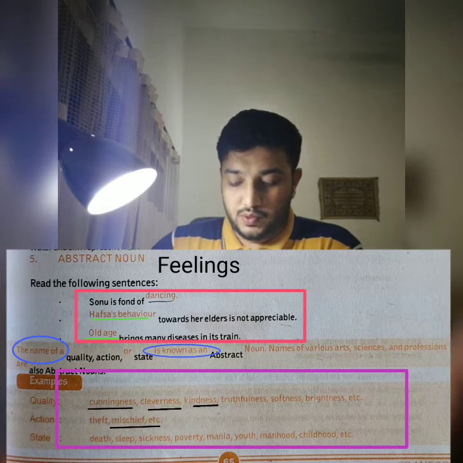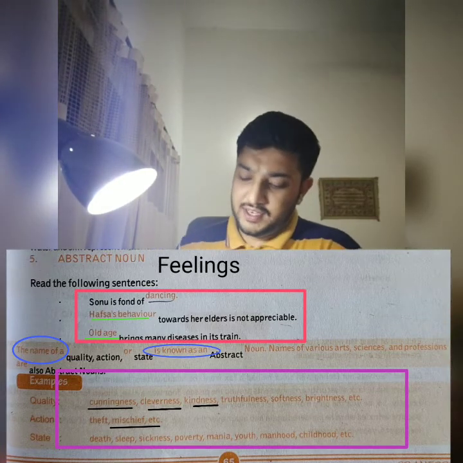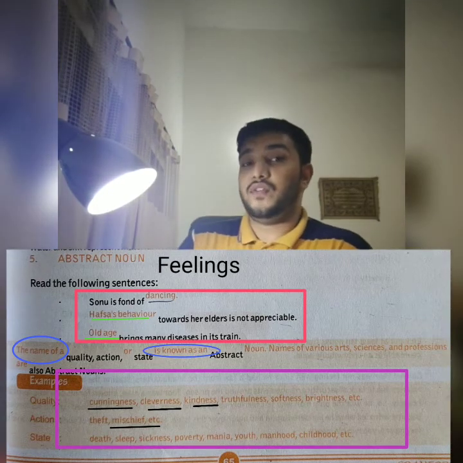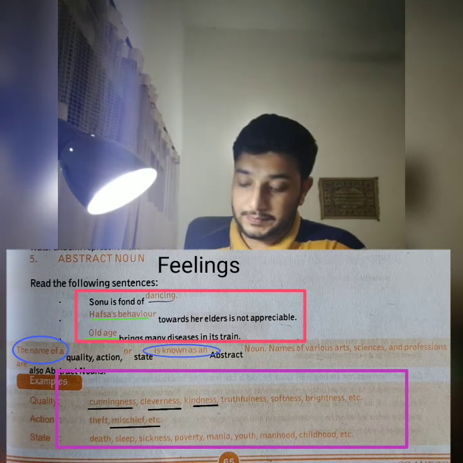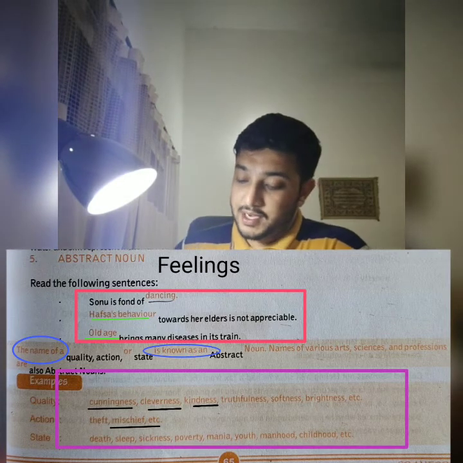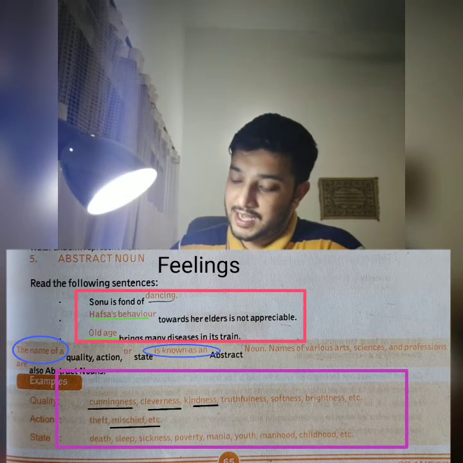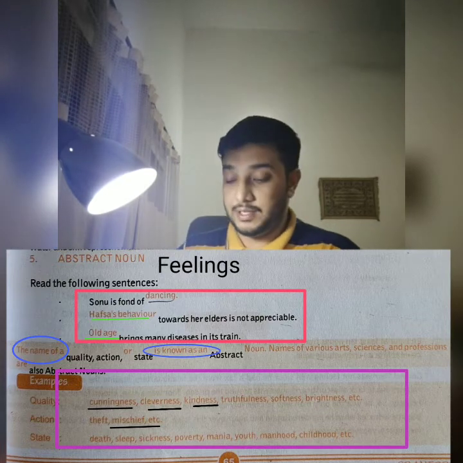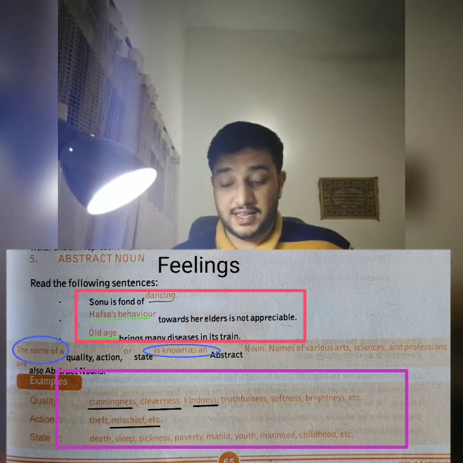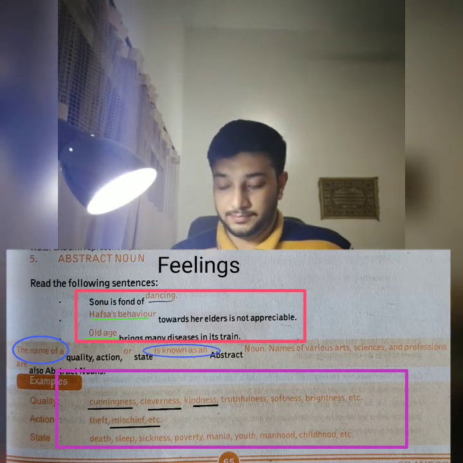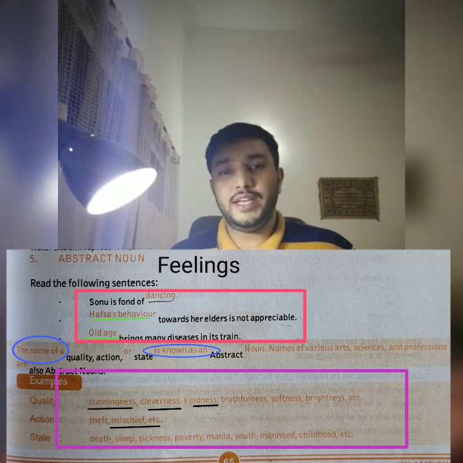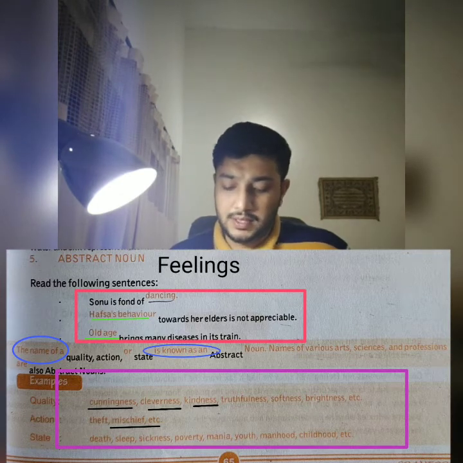Abstract nouns. When we talk about abstract noun, they have given us some examples here. Sonu is fond of dancing. Here dancing is an abstract noun. Hafsa's behavior towards her elders is not appreciable. Here Hafsa's behavior is an abstract noun. Old age brings many diseases in its train. Old age is an abstract noun here.